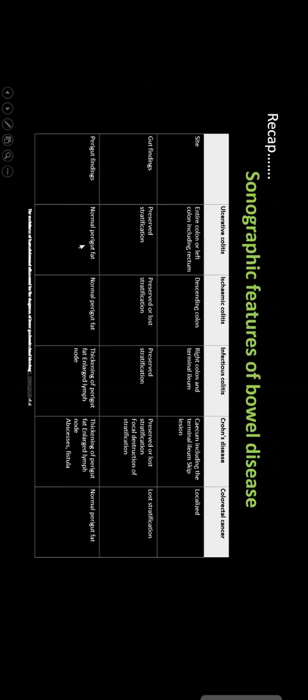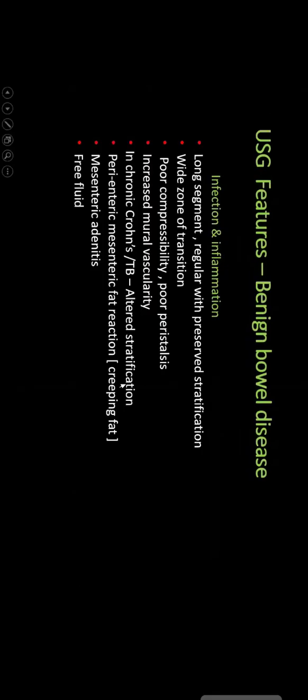Perigut findings: in ulcerative colitis, usually no perigut findings are present. Ischemic colitis, initially normal, or there can be fat stranding in the later stage. Infectious colitis, lymph nodes are usually present, but perigut fat changes are usually not seen in initial stages, though in later stages there can be. In Crohn's disease, always perigut fat thickening, large lymph nodes, ascites, abscess and fistula. In colorectal cancer, usually no perigut findings, but sometimes we may see fat stranding, and in very complicated malignancies, we may see fistulas.